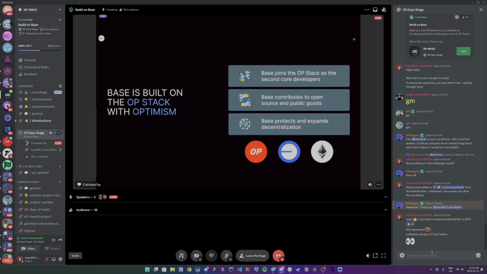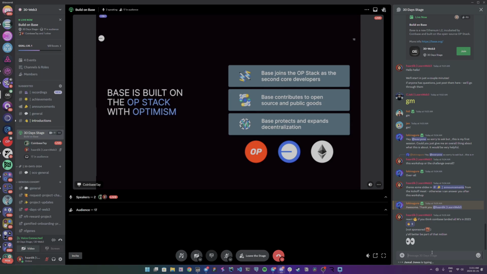Base is an L2. To get more technical, Base is built on the OP stack with Optimism. So if some of you are familiar with Optimism, it's another L2. And the Optimism team actually open sourced their stack to allow other people to build L2s as well. So now we have this ecosystem of L2s known as the superchain, and Base is part of that.